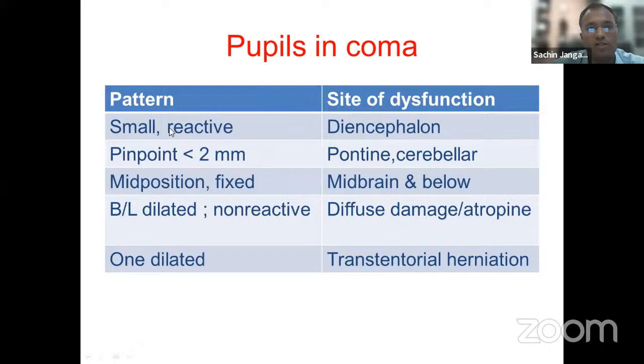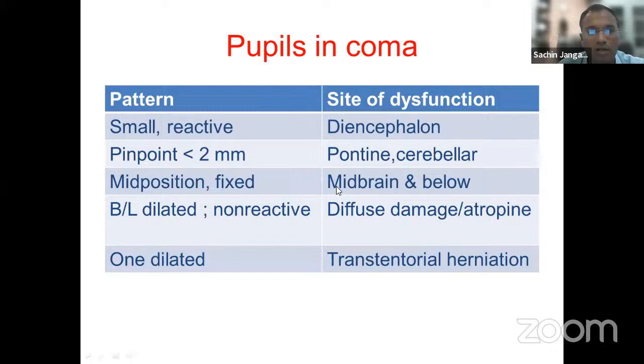Check the pupils in the coma. If they are small and reactive, it shows a diencephalic dysfunction. If pinpoint pupils are there, then it may be pontine, or it may be a case of poisoning. Mid position, fixed pupils are seen in midbrain injury.